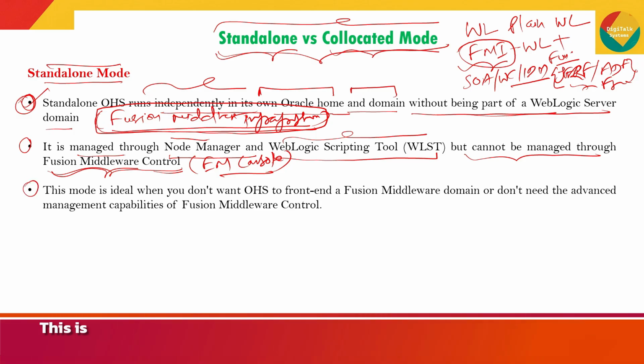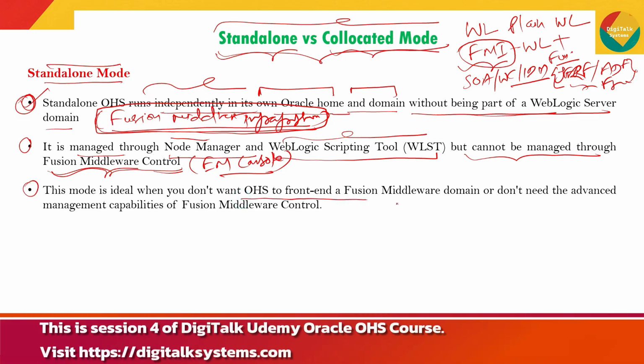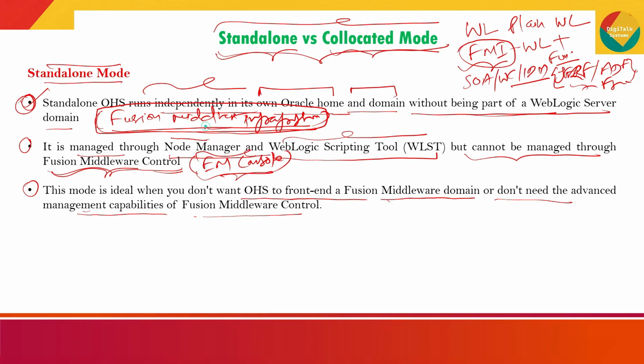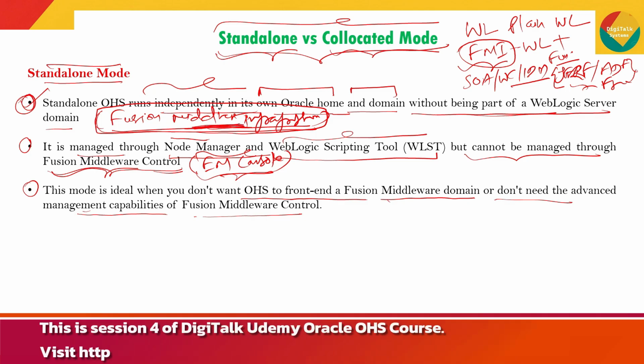You are going to manage it via Node Manager and using the WLST script only. This mode is ideal when you don't want OHS to front-end a Fusion Middleware domain, or don't want the advanced management capabilities of Fusion Middleware Control. So it is very clear that standalone mode doesn't support the EM console, because we do not have the Fusion Middleware Infrastructure in the standalone mode.